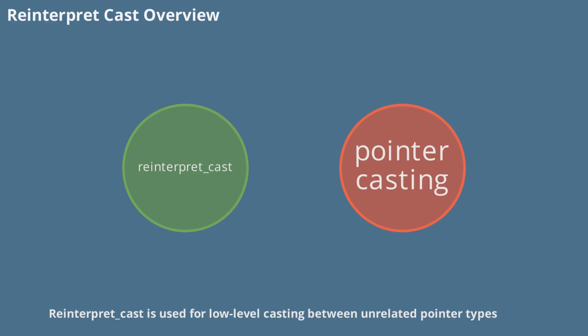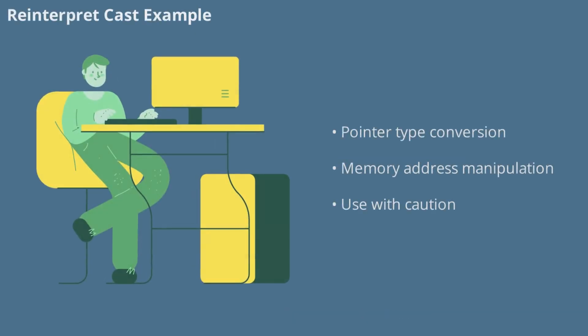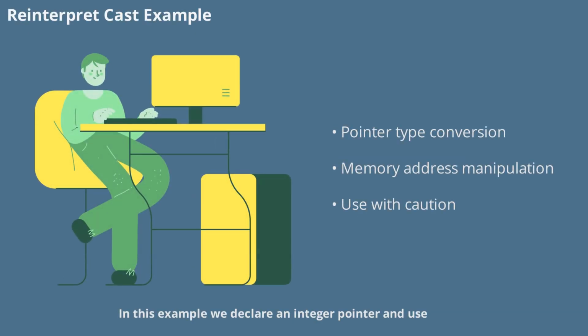Reinterpret cast is used for low-level casting between unrelated pointer types. It allows you to convert any pointer type to any other pointer type, or even to an integer type and back. However, reinterpret cast does not check for type safety, so it should be used with extreme caution. This operator is mainly used in systems programming or when interfacing with hardware, where you need to manipulate raw memory addresses. In this example, we declare an integer pointer and use reinterpret cast to convert it to character pointer.